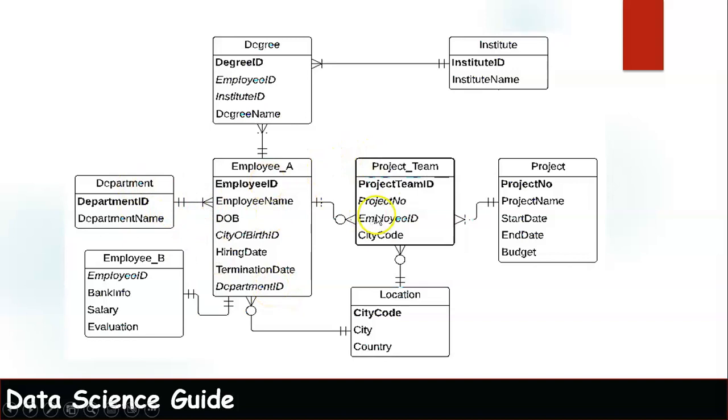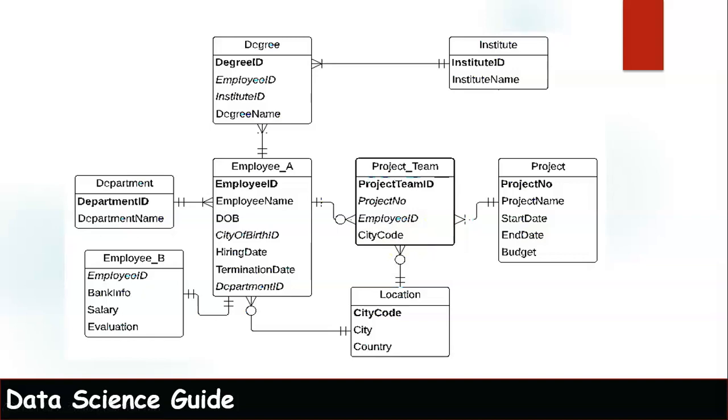And here we solve the problem of many-to-many by adding the project team table as a bridge table, and we added here the project team ID. This is the primary key for this table, and project number and employee ID, these two foreign keys, link this bridge table with these two tables, employee A and project. And city code is the location where the project is managed.